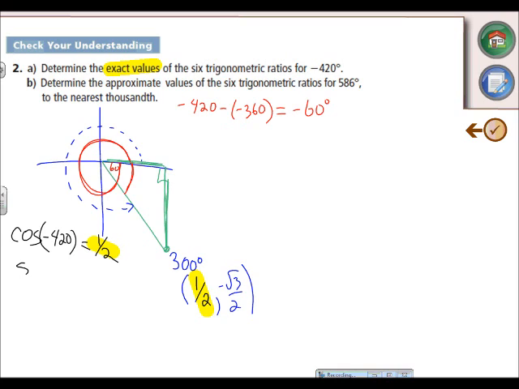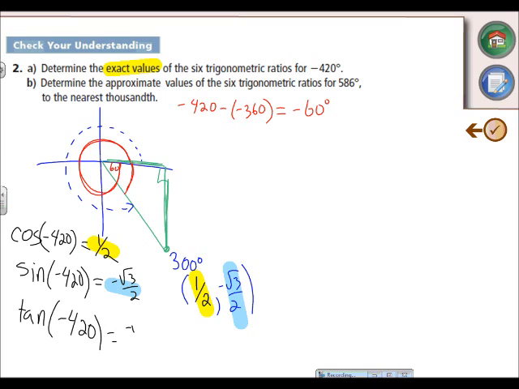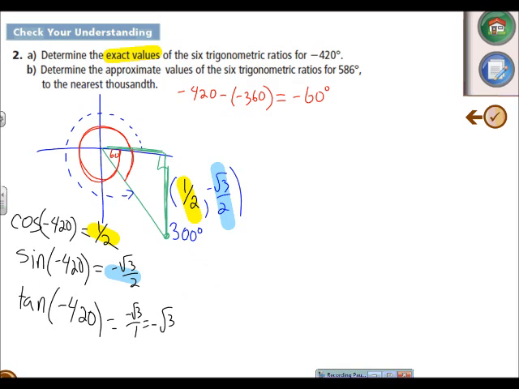How about our sine of negative 420? That's our y-coordinate, negative root 3 over 2. Tangent is the y divided by the x. And we only need to look at the numerators because the denominators are always the same on the unit circle. So we've got negative root 3 over 1, which is negative root 3.